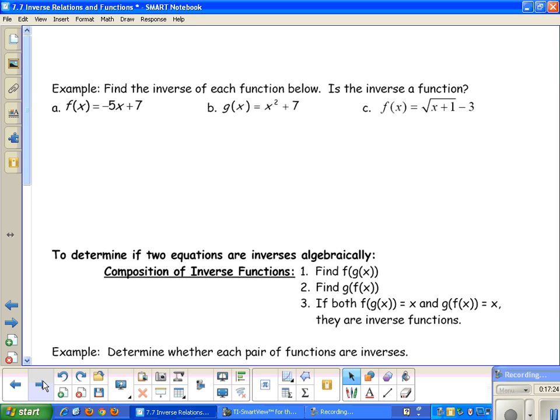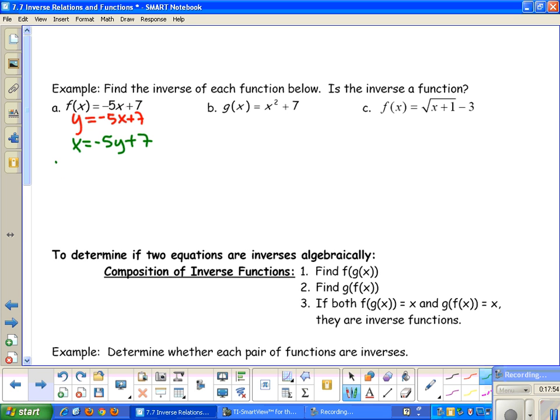Okay, so then the next part says we want to find the inverse of each function below. Is the inverse a function? So I challenge you to pause the video and then unpause it, and we'll do these together. So remember, to find the inverse, you switch your x and your y values. Remember, f of x is just function notation for y. So this really says y equals negative 5x plus 7. So if I want to find the inverse, I need to switch the x and the y. So this would be x equals negative 5y plus 7.